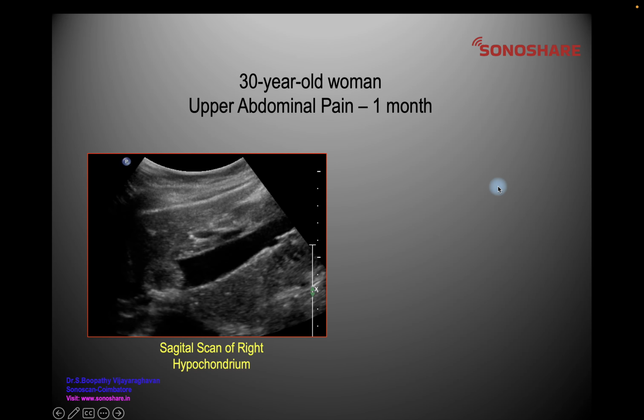Hello everyone. This is next in the series of image to diagnosis. This is a 30-year-old woman presenting with upper abdominal pain for 1 month duration.